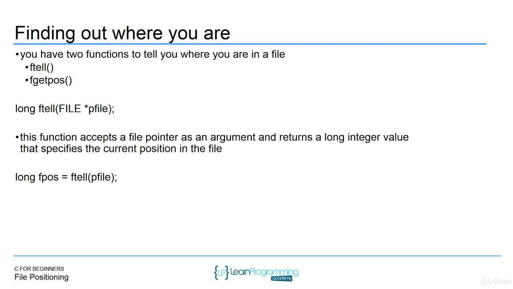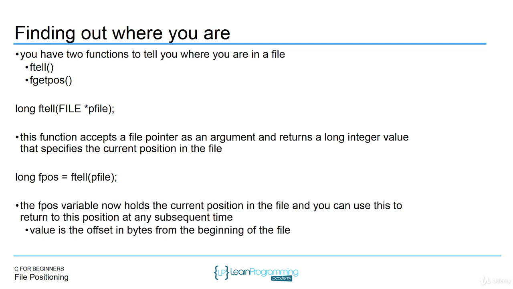You can use it by creating a variable, in this case fPos, which is what's going to get returned, and then passing in that file pointer and calling ftell. The fPosition variable now holds the current position in the file, and you can use it to return to the position at any subsequent time. This is the way you can get the position of the current pointer, where you're pointing to. The value is the offset in bytes from the beginning of the file. So ftell is very straightforward to use. Pass in your pointer, and it's going to tell you where you are in your file, how many bytes from the beginning of the file.